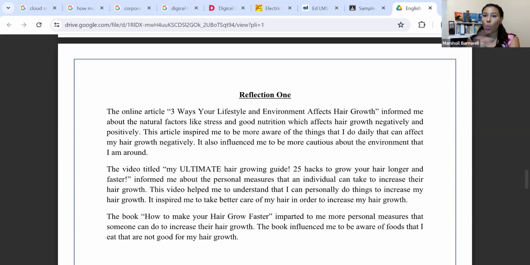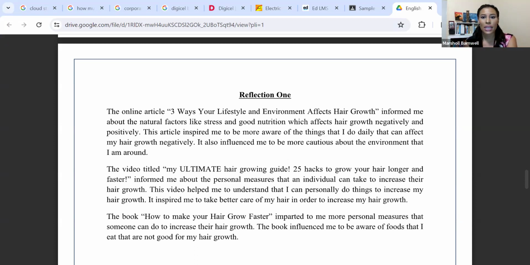And it states what is the information that was extracted from the piece. So it is the summary. So the summary is, it informed me about the natural factors like stress and good nutrition, which affects hair growth negatively and positively. This article is talking about nutrition and how nutrition affects your hair negatively and positively. This is what the individual chose to extract from the article.